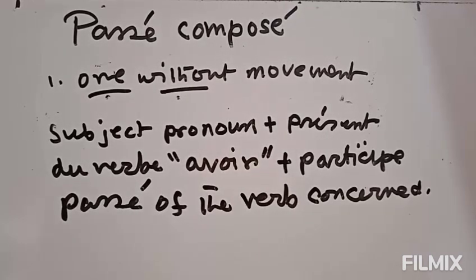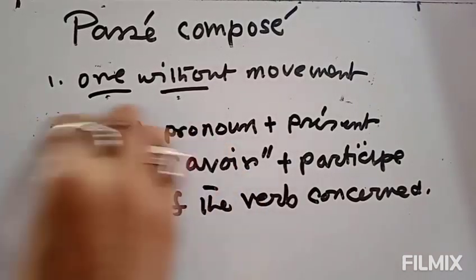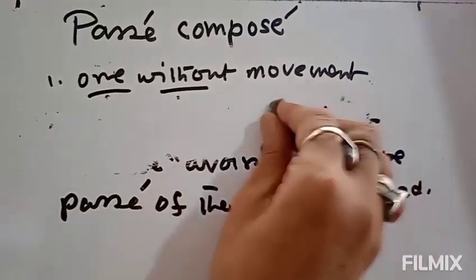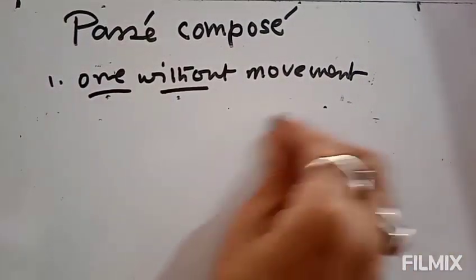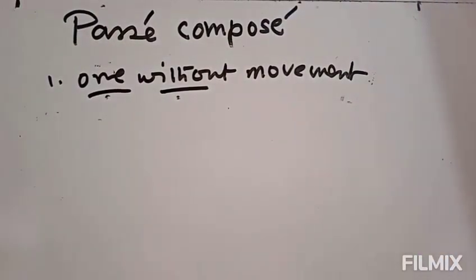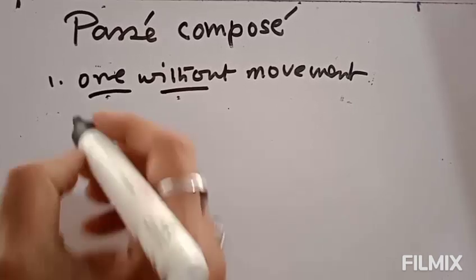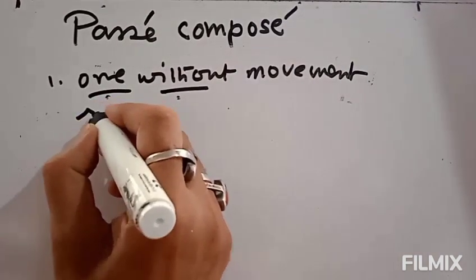Okay, I'll be giving you one example, it will be more clear. This is the rule. Please take down in your copy, and I'm showing you examples one by one. Now, first I'm taking the two basic verbs of the French language: one is être and the other is avoir.